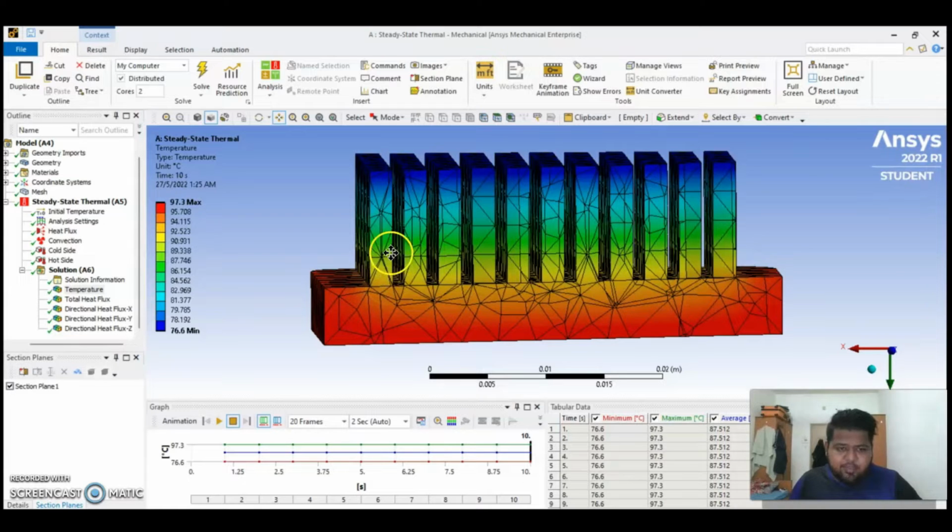you're able to see around 90.931, 89.338, 82.969, and also 76.6, which is the minimum temperature for the model.